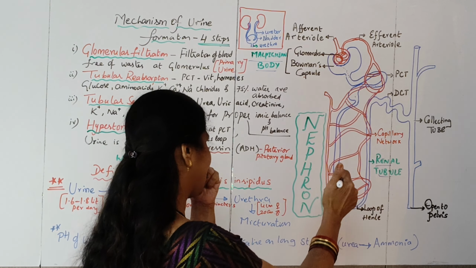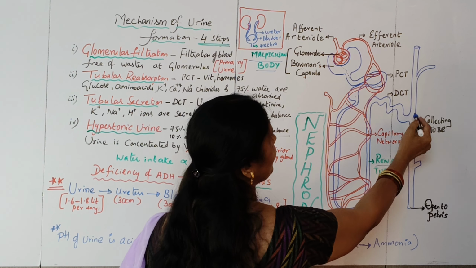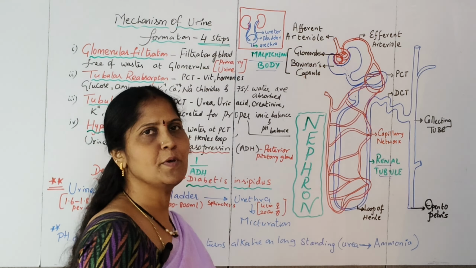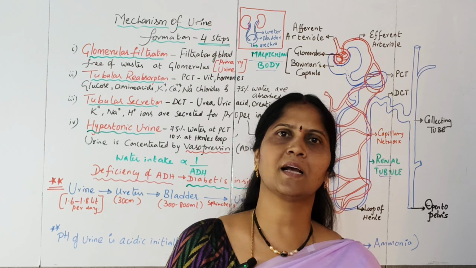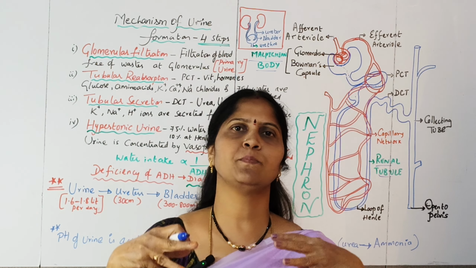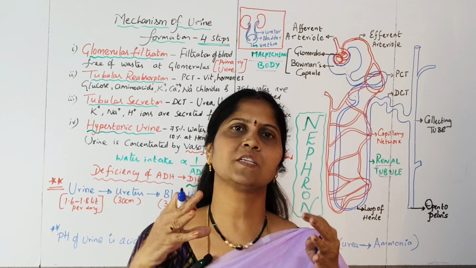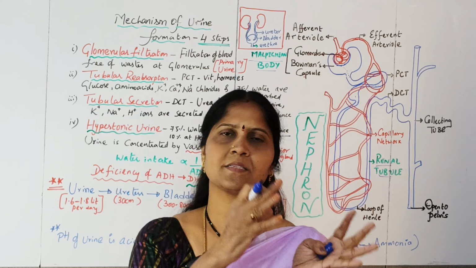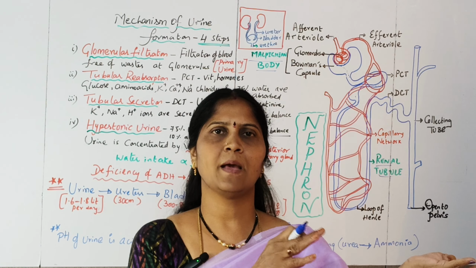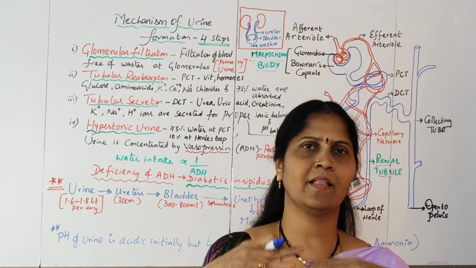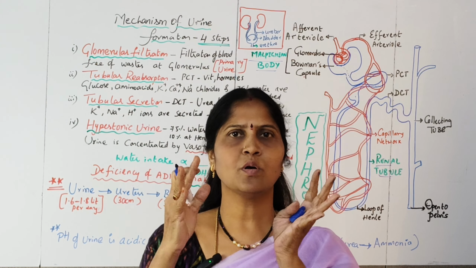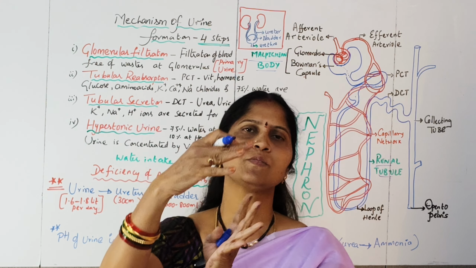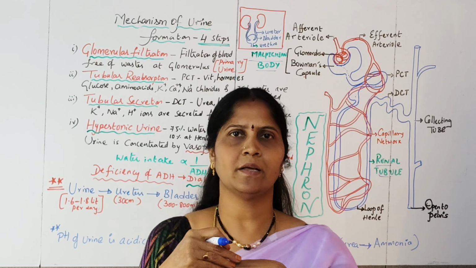So after tubular secretion, the urine that is formed will enter into the collecting tubule. So once the urine enters the collecting tubule, from all the nephrons, the collecting tubules will open into the pelvis, where the urine, the excess water, salts, everything have been reabsorbed, and whatever the waste that are there that have been secreted back. So such type of urine enters the pelvis, from where it will enter into the ureters.